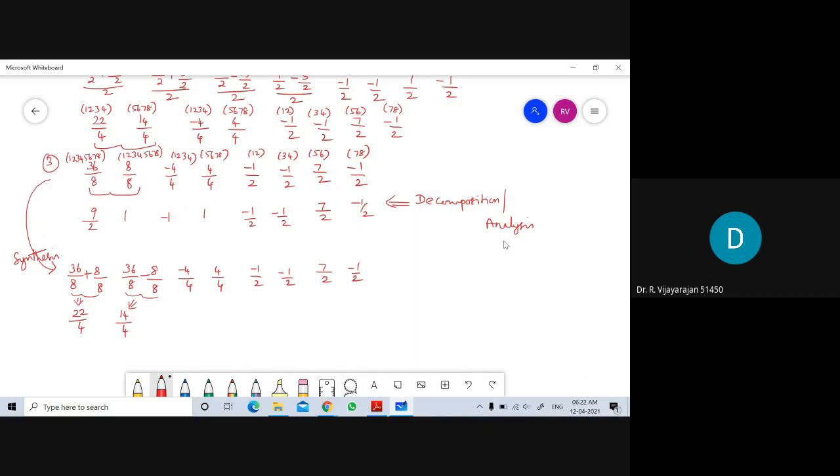By 4. Write remaining values as such. So minus 4 by 4, 4 by 4, minus 1 by 2, minus 1 by 2, 7 by 2, minus 1 by 2.